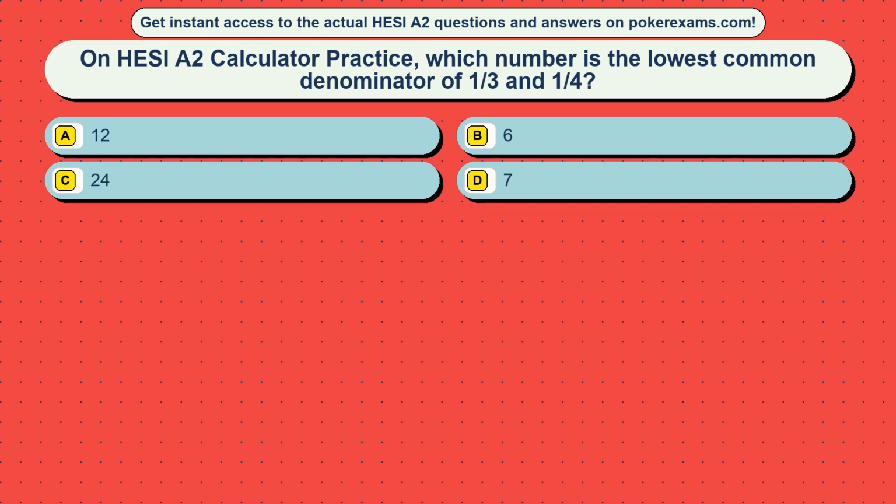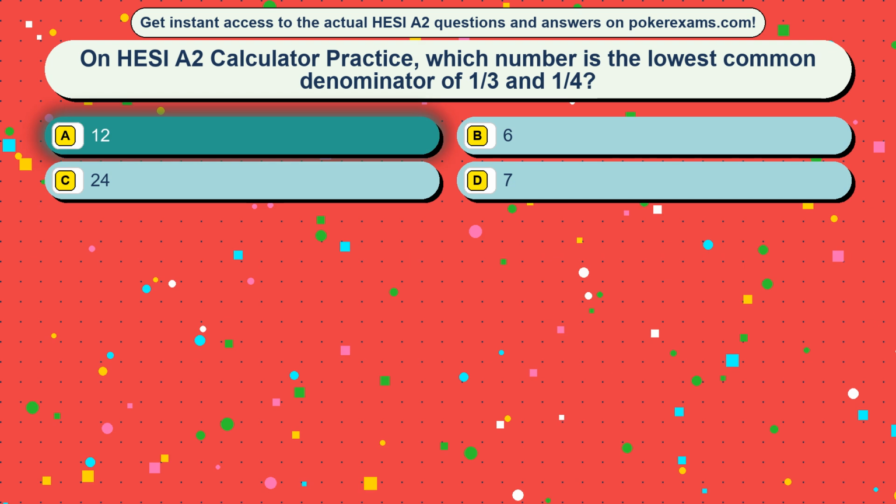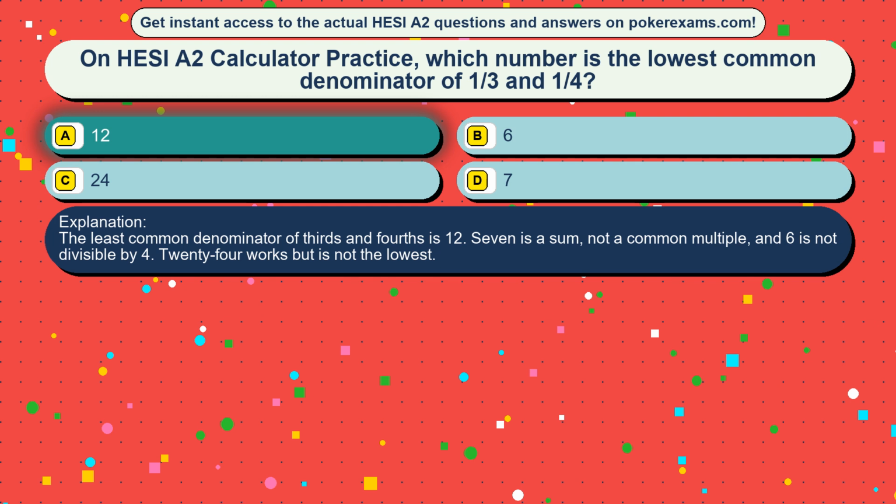Question 14. On HESI A2 calculator practice, which number is the lowest common denominator of 1/3 and 1/4? Option A, 12. Option B, 6. Option C, 24. Option D, 7. The correct answer is option A, 12. The least common denominator of thirds and fourths is 12. 7 is a sum, not a common multiple, and 6 is not divisible by 4. 24 works but is not the lowest.